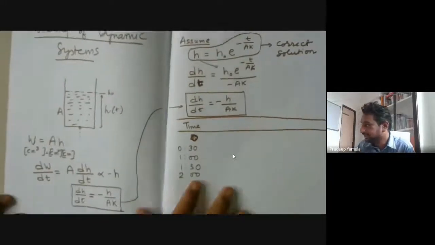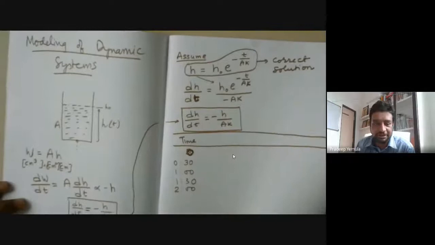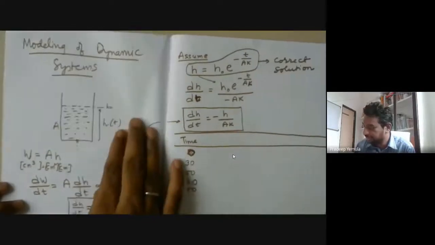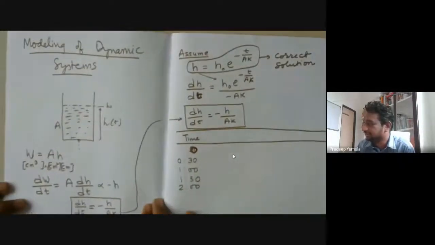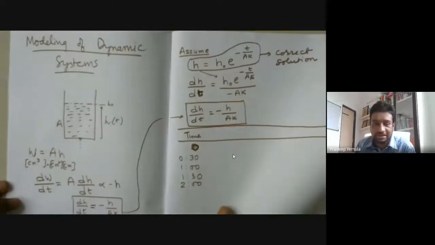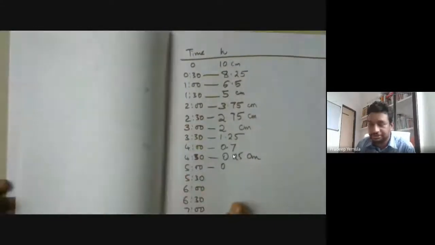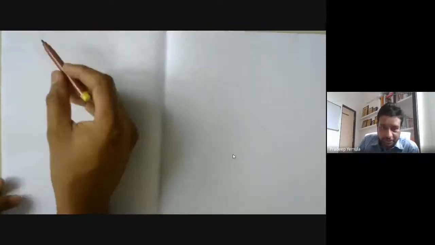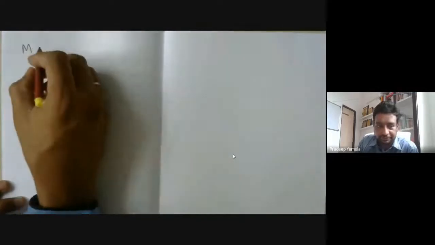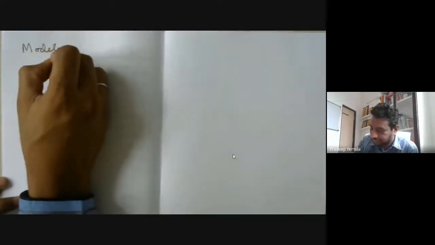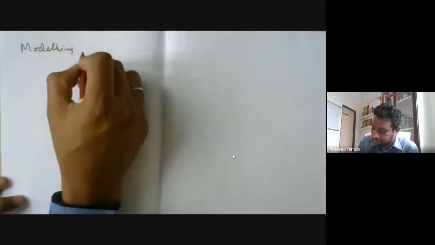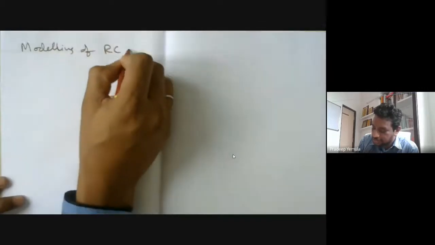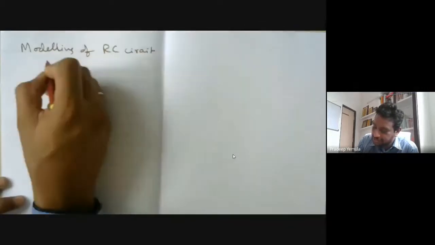So now let me go with one more example, which will be very familiar to you. The example that we have taken is, maybe you can say, mechanical because we are using water and all these things. But since you are in electrical, let's take an electrical example. So the electrical example will be something like this. Let's say modeling of an RC circuit. Okay? So a simple RC circuit.